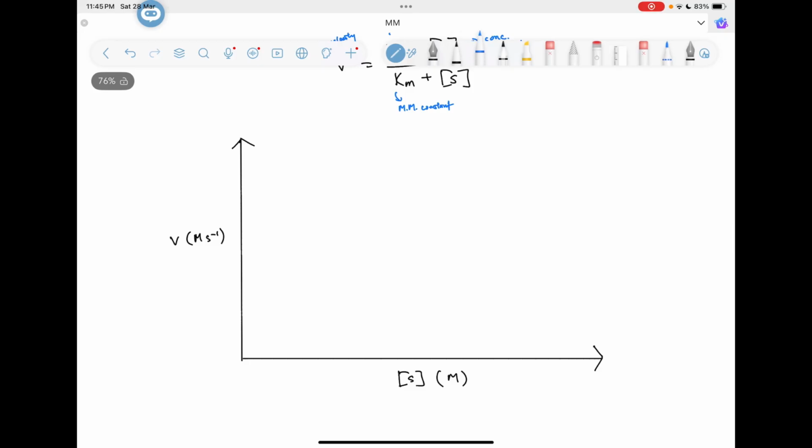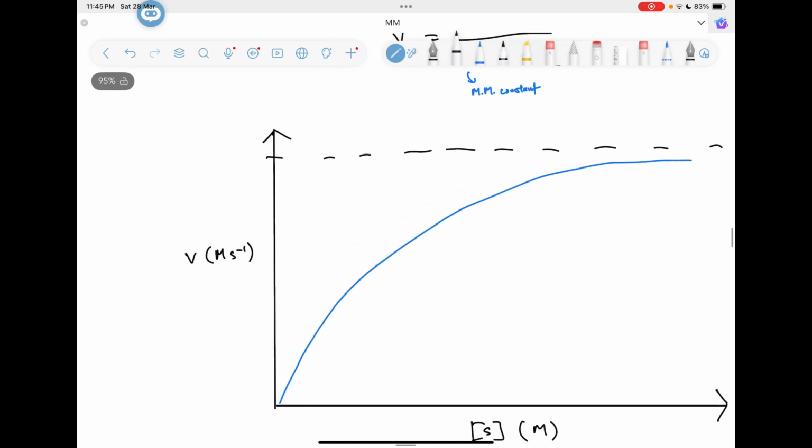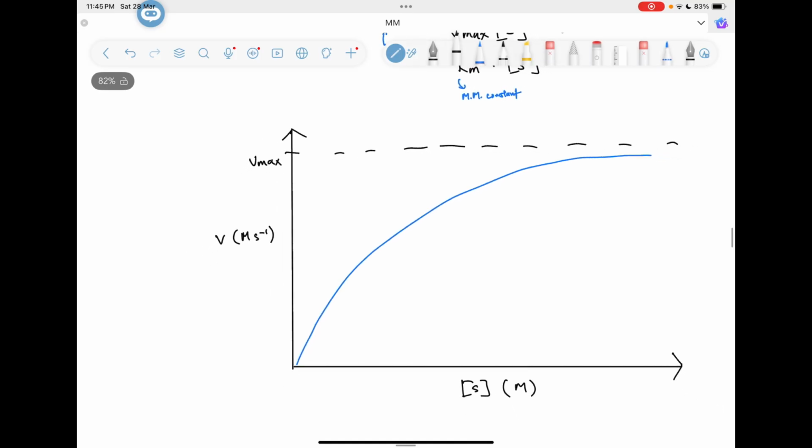So a typical graph will plot something like this, a curve. And the curve will plateau off at a point. And this point is what we call the Vmax. So all enzyme reactions will eventually reach a maximum rate of reaction because all the sites on the enzyme are filled.